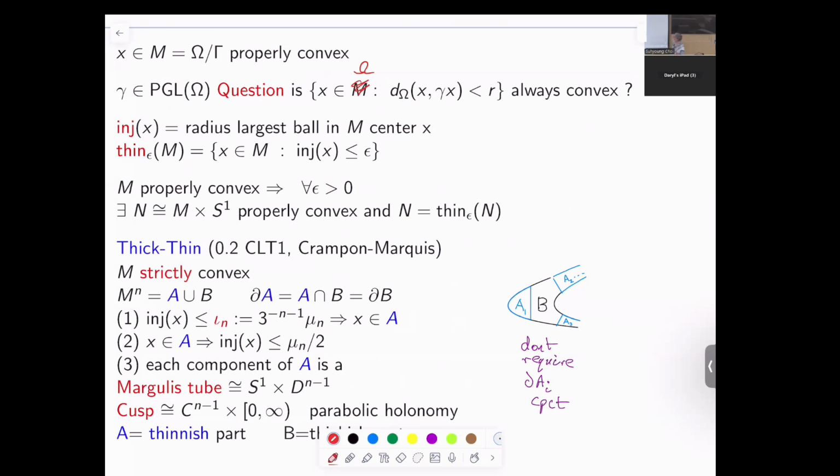As far as I know, this is an unsolved question, a very basic question I don't know the answer to. Suppose we've got a properly convex manifold, and a point X in the manifold. Then the injectivity radius of that point is the radius of the largest embedded ball. This means radius in the Hilbert metric. It's the radius of the largest embedded open ball in the manifold with center X. And then the epsilon thin part of M is all the points in M where the injectivity radius is less than or equal to epsilon. So this is a subset of M depending on some constant epsilon.